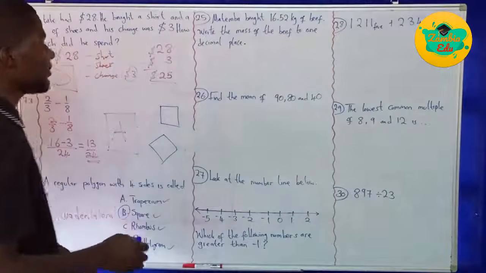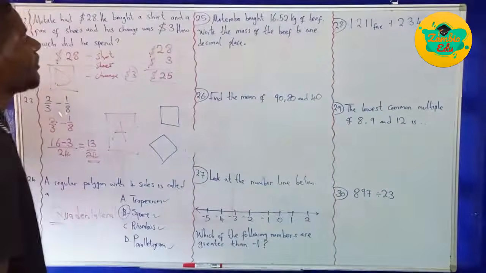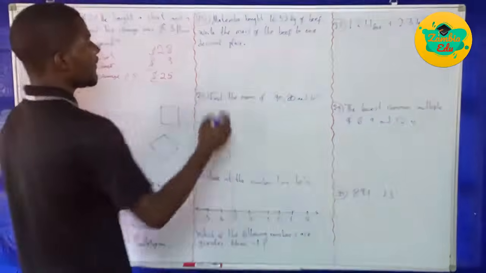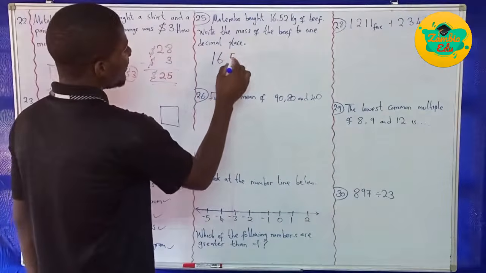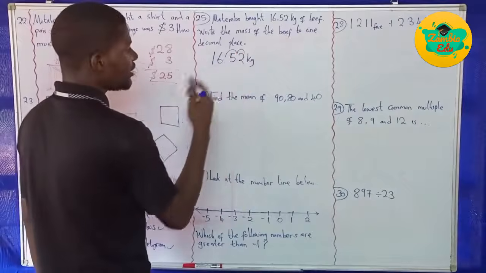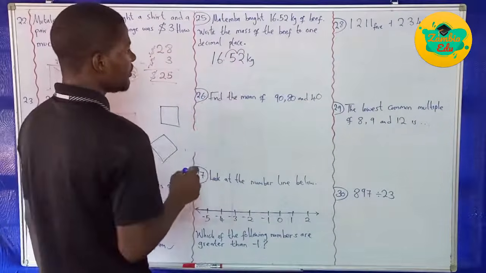We go to question number 25. Question number 25 says, Matemba bought 16.52 kg of beef. Write the mass of the beef to 1 decimal place. So we have the mass of beef which was bought, which was 16.52 kg, which is in 2 decimal places. Now they want us to write this mass to 1 decimal place.